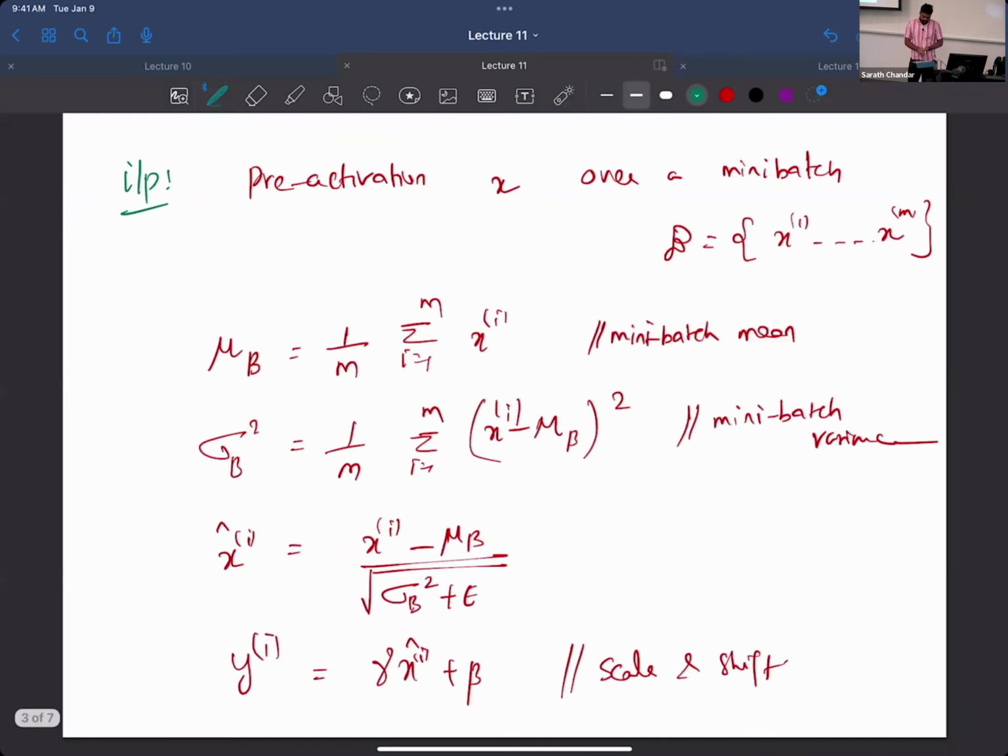Well, you'll typically initialize gamma and beta to some small value and just learn them like how you're learning the weights of the network, right?